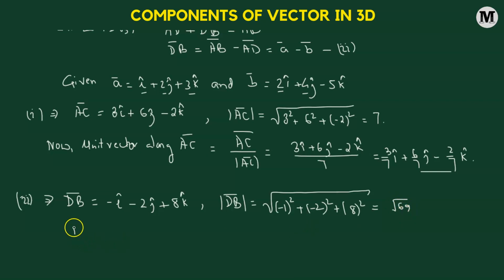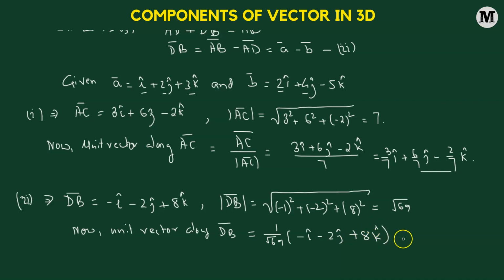So now we can also find out the unit vector along the diagonal DB, that's going to be equal to 1 over square root of 69 multiplied by negative i cap minus 2j cap plus 8k cap. So we have successfully obtained the unit vector along the two diagonals of the parallelogram. One is the diagonal AC vector and the other is DB vector.